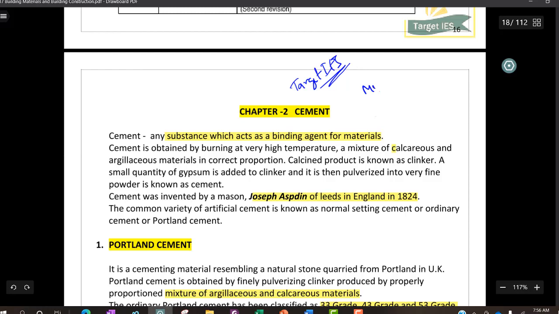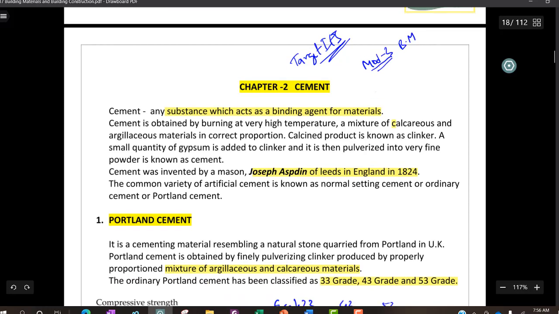Let us continue with our module 3 of building materials. And in this module, I am going to teach you the entire chapter of cement. We have already finished cement mortar, lime mortar, aggregates. And in the very first module, what we have seen? We have seen bricks.